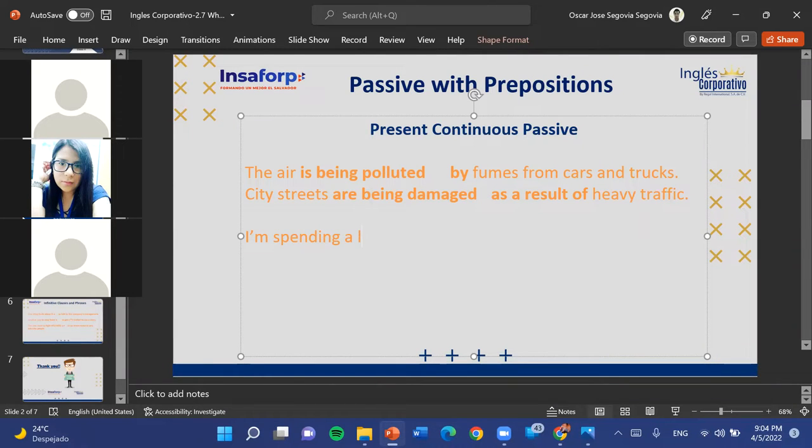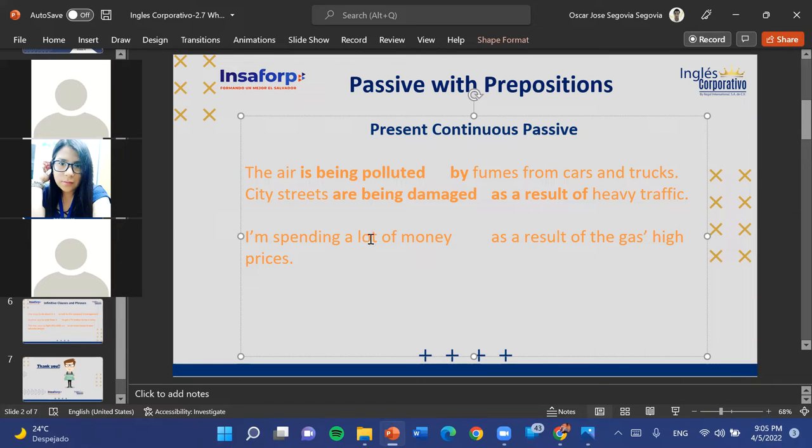Spending a lot of money. As a result of the gas high prices. Okay, so I'm spending a lot of money as a result of the gas's high prices. I'm spending a lot of money as a result of the gas's high prices.